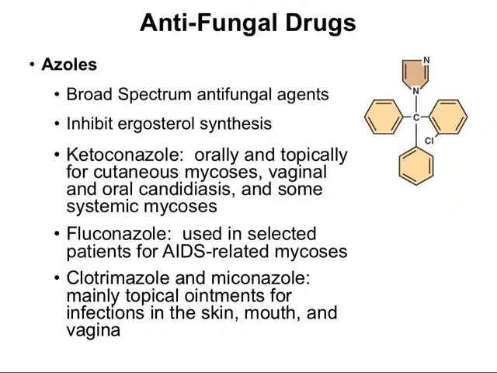The azoles are broad-spectrum antifungal agents. They inhibit ergosterol synthesis also. There's three main ones that are used. Ketoconazole is taken orally or topically, and it's for cutaneous mycoses, vaginal and oral candidiasis, and some systemic mycoses. Fluconazole is used in selected patients for AIDS-related mycoses. Clotrimazole and miconazole are typically ointments for infections on the skin, mouth, and vagina.